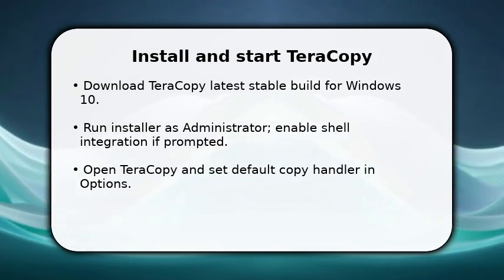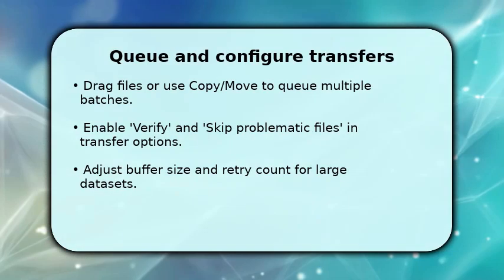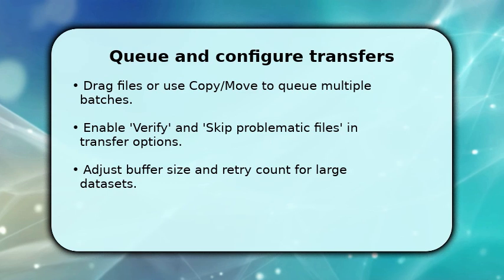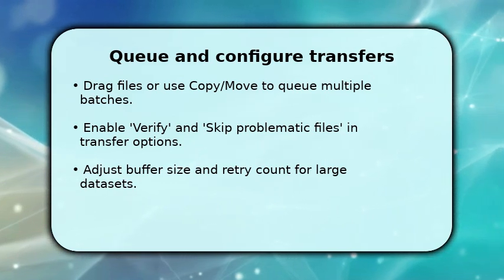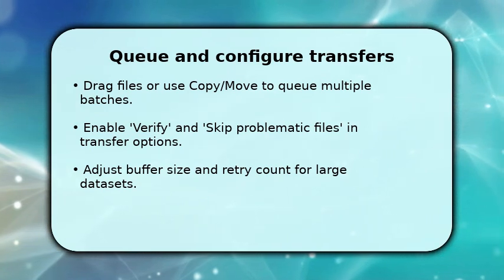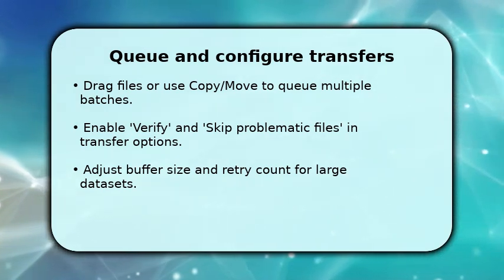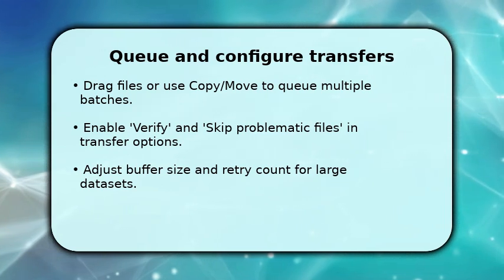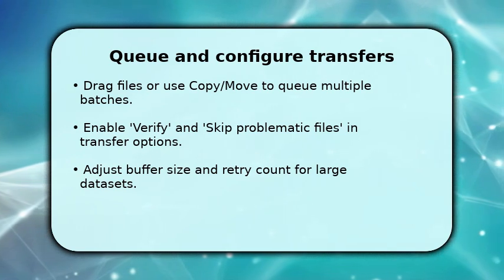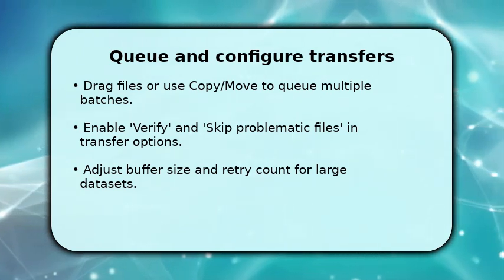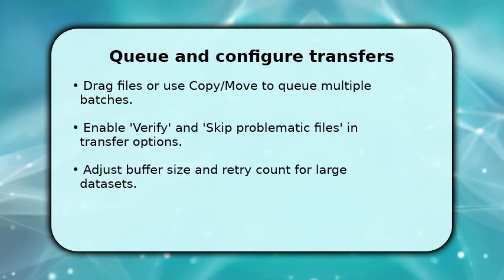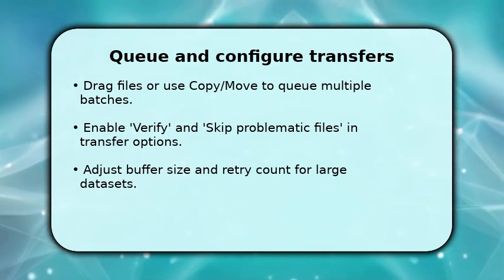Now you queue your transfer and configure verification and error handling to avoid data corruption. Drag files into Teracopy or choose Copy/Move from Explorer to add them, then enable Verify to check copied files and set retry attempts for transient errors. Make sure to adjust buffer size for large files to optimize throughput and group small files into single jobs to reduce overhead. Once configured, hit Copy or Move. Teracopy will display progress, estimated time, and per-file status.